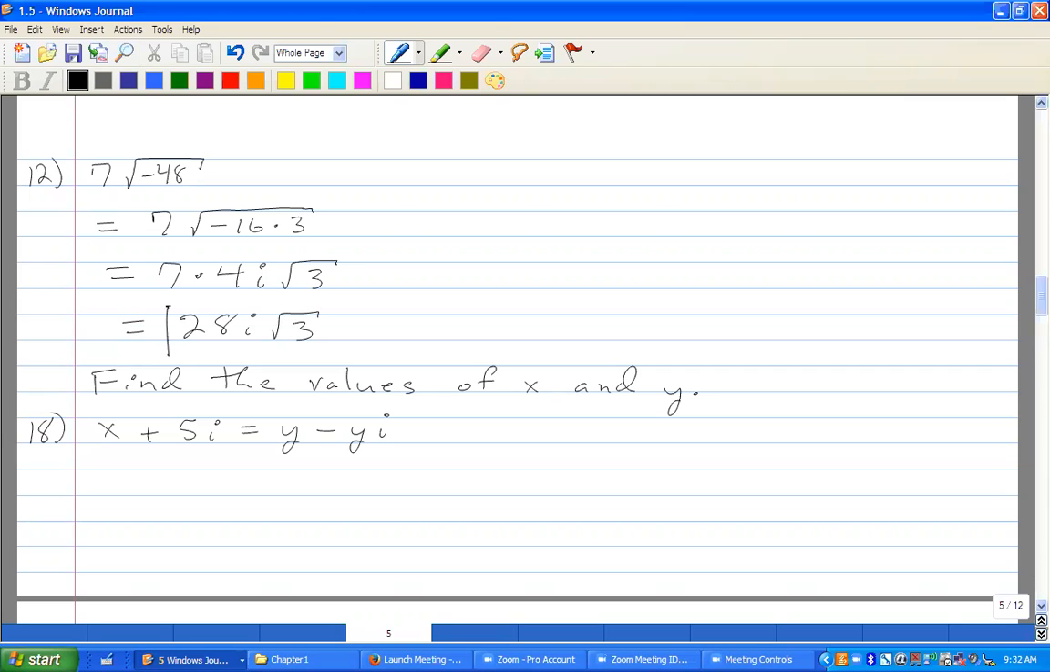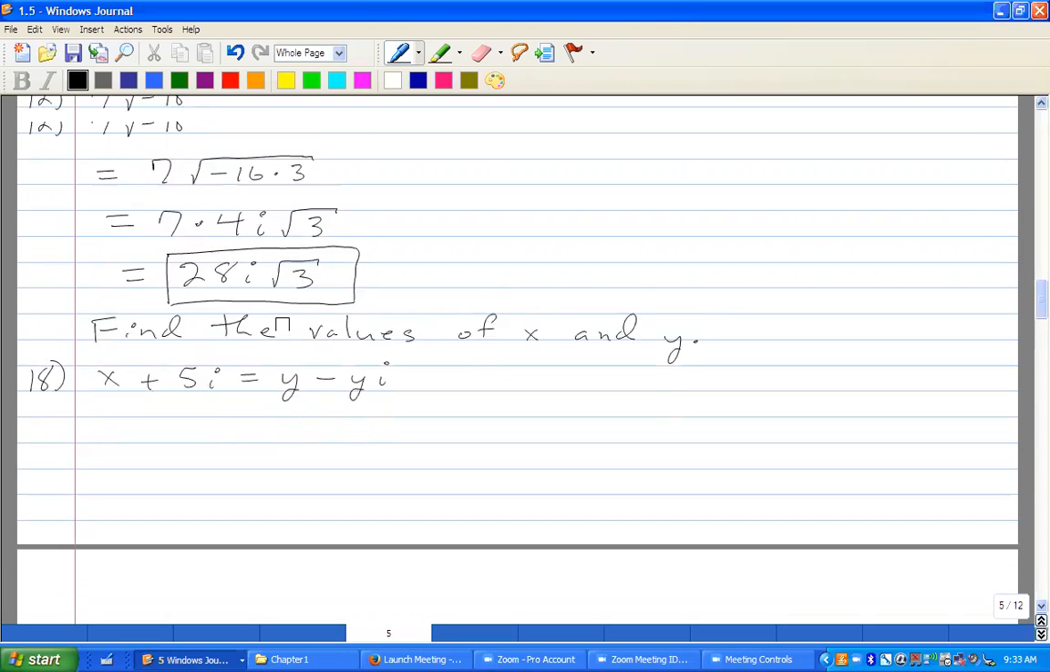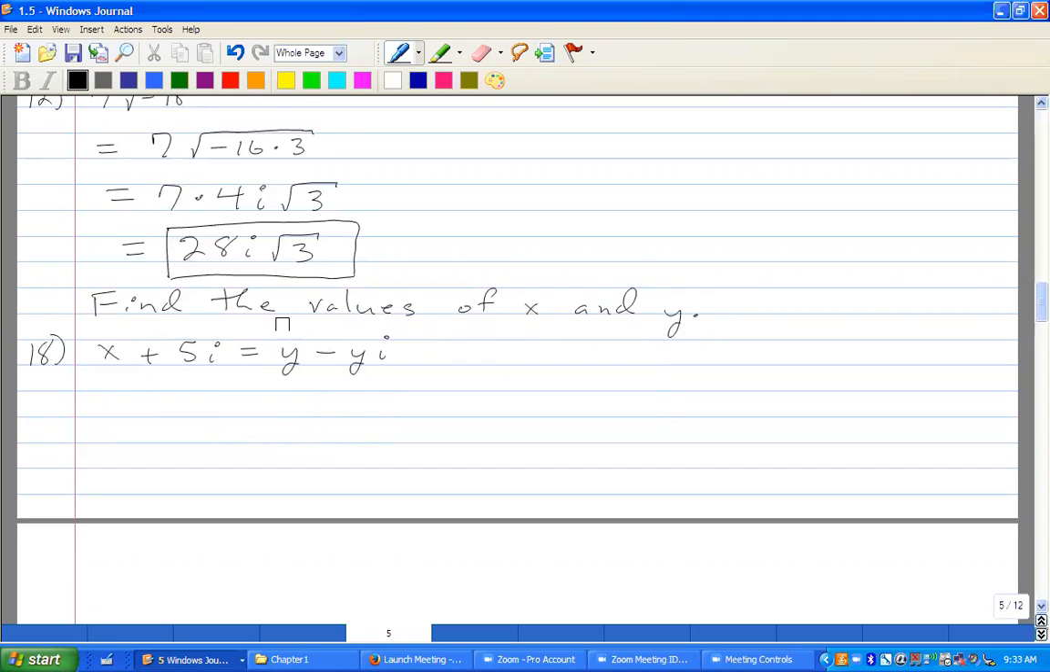Note, just as always, it's best to write the number first, followed by any constant that's written as a symbol, then variables, and then lastly, the roots, the radicals. So I can simplify this as 28i rad 3.